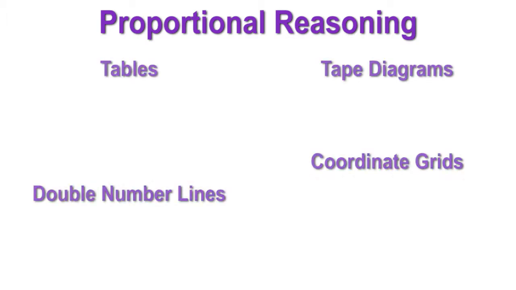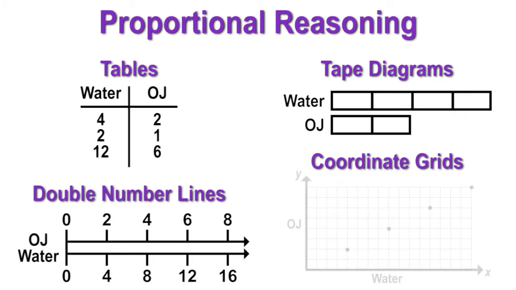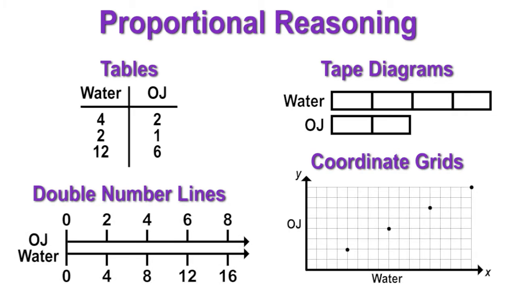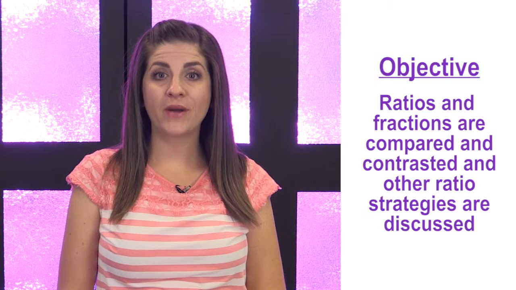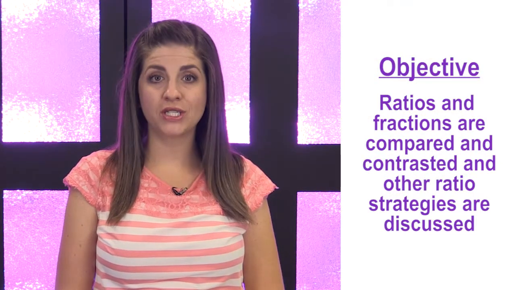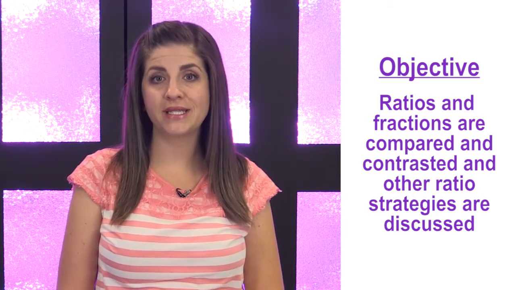Students in 6th grade will develop proportional reasoning through using and analyzing a variety of relationships and strategies, including tables, tape diagrams, double number lines, coordinate grids, and equations. In this background lesson, ratios and fractions were compared and contrasted, and other ratio strategies were discussed.